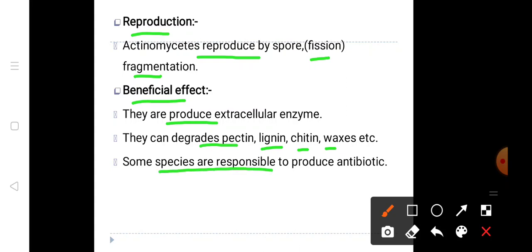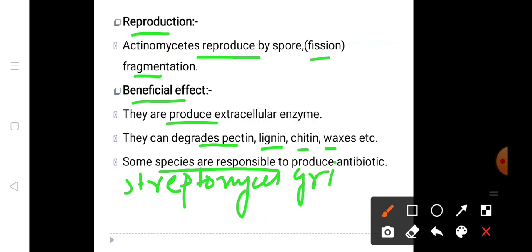Some species are responsible for producing antibiotics. Some species of actinomycetes have the ability to produce antibiotics. For example, Streptomyces griseus is an actinomycete that produces antibiotics such as streptomycin.